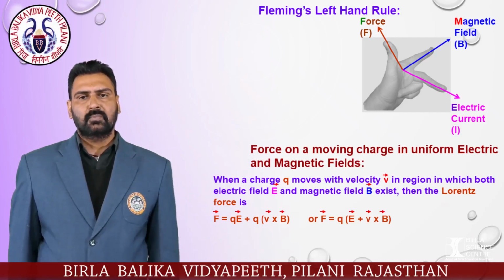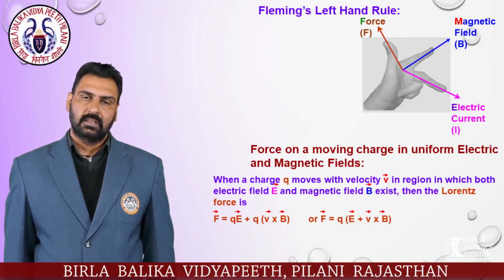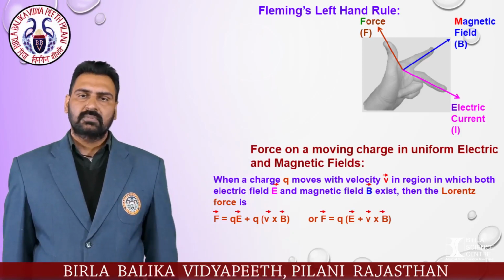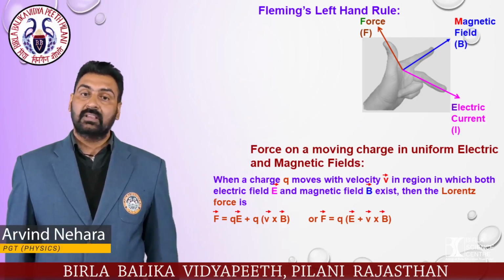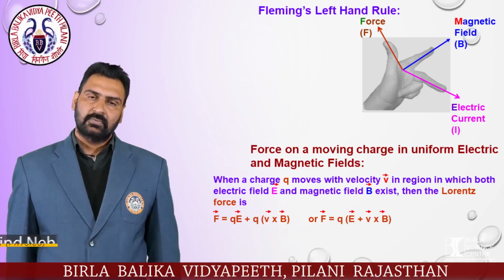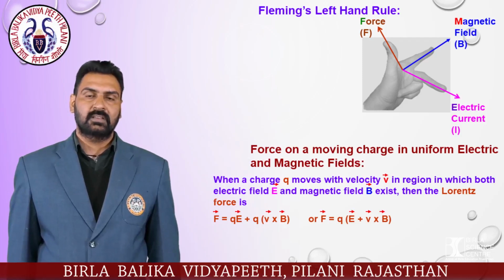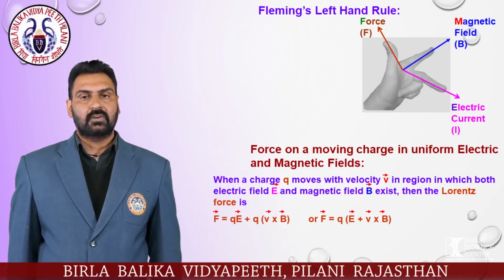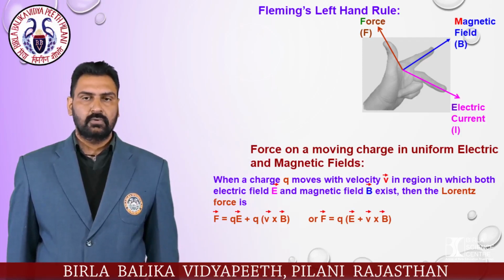So, force on a moving charge in uniform electric and magnetic fields: when a charge Q moves with velocity V in a region in which both electric and magnetic fields exist, then the Lorentz force is given by F = QE + Q (V × B), or F = Q [E + (V × B)].